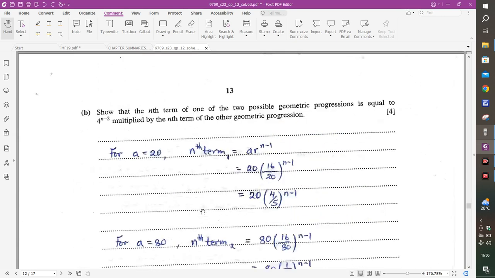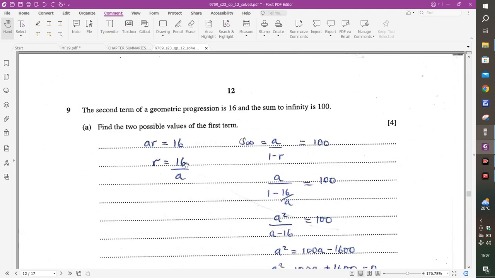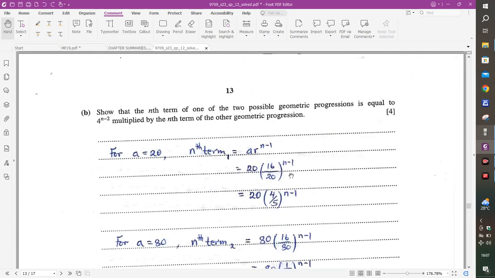And then the next part, they say show that the nth term of one of the two possible geometric progressions is equal to 4 power n minus 2 multiplied by the nth term of the other geometric progression. So for one geometric progression, its first term is 20, okay? So if A is 20, then its nth term, the nth term of a GP is A R power n minus 1. So our A is 20. And remember, our R, we saw it as 16 over A. So 16 over 20, then power n minus 1. And then by 4, you get 4 over 5. So simplified is like that.